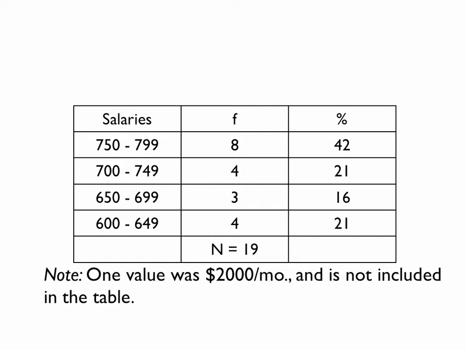And then I have a note here that says one value was $2,000 per month and is not included in the table. So now it's being very clear about what we have excluded. We know that there is that one value that's very high, but the rest of it is based off of the 19 observations of the salaries that are in the range from about $600 to about $800 per month. Okay, so this is basically how you construct the various types of frequency distributions. So that gets you through that part of the course.